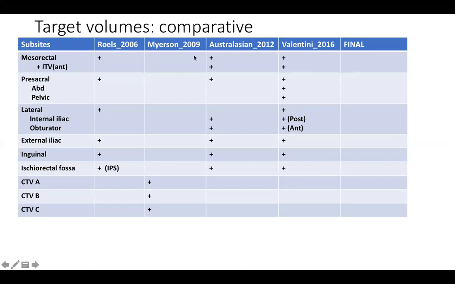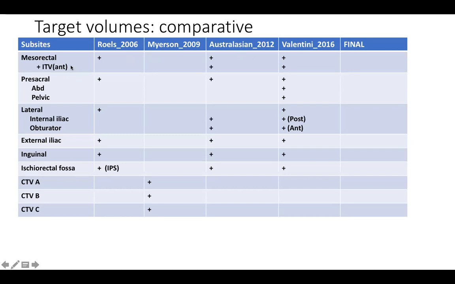Now Myerson and Austral was the second one, and they used these particular guidelines, but instead of trying to define the subsites, they defined it in terms of what should be our target, depending upon the priority regions to be included. What they ended up giving us was the concept of a CTV A, B, and C, which is very relevant even today. Thereafter there were the Australasian guidelines. These are the easiest to understand if you want to start understanding it.